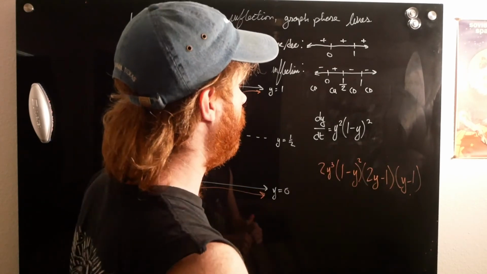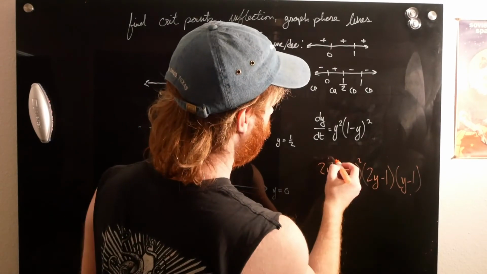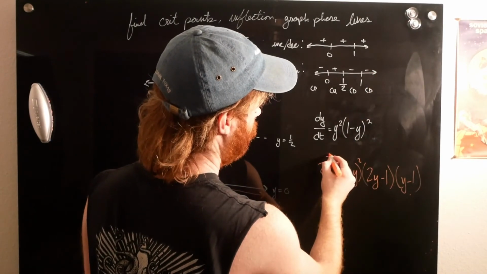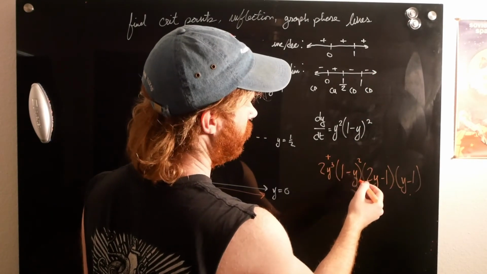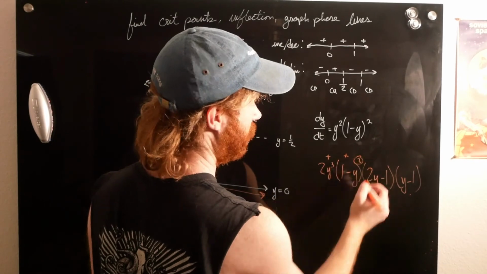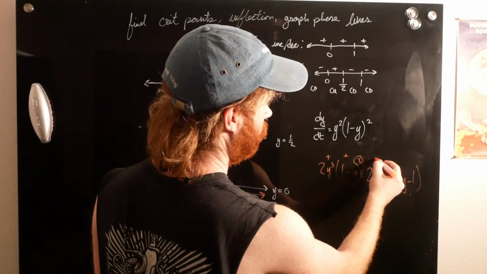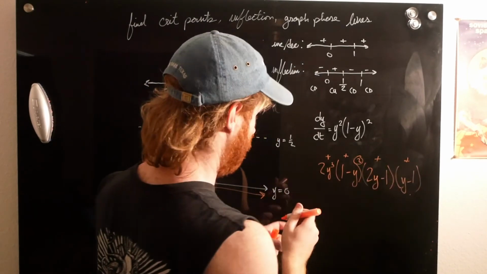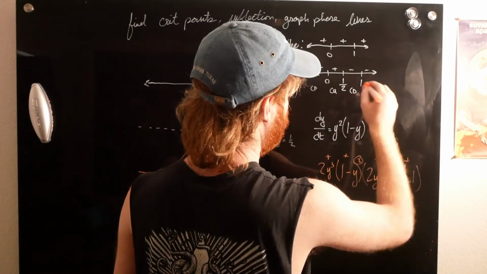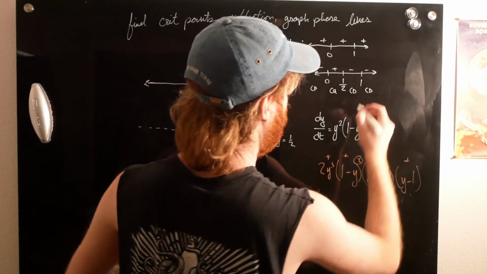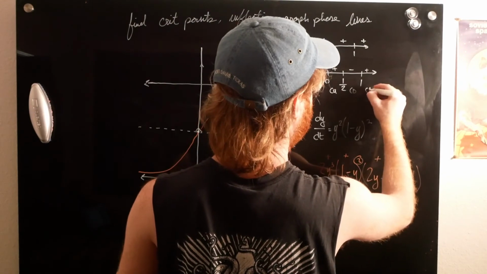So if we plug in 2, positive 2, 1 minus 2 is negative 1, but it becomes positive because it's squared. 2 is positive, and 2 is positive. So this is actually going to be concave up, right?